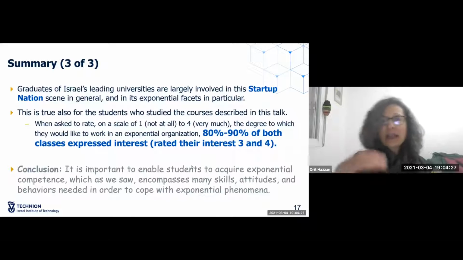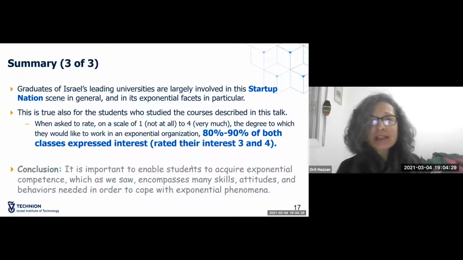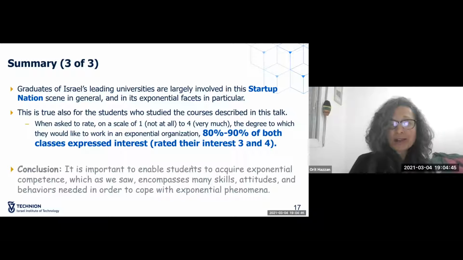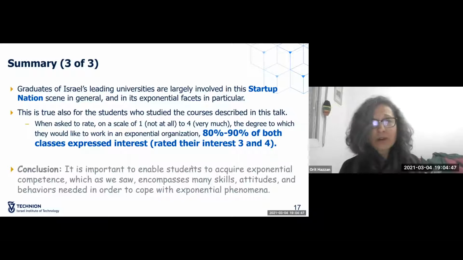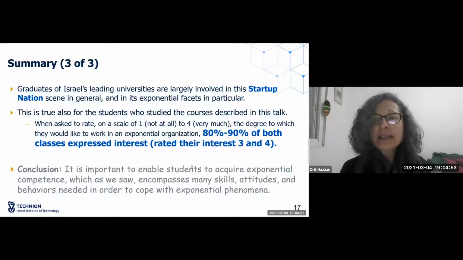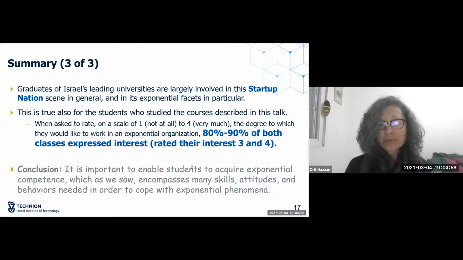And finally, graduates of Israel's leading universities are largely involved in the startup nation scene of Israel and its exponential facets in particular. This is true also for the students who studied the courses described in this talk, and when they were asked to rate on a scale of 1, not at all, to 4, very much, the degree to which they would like to work in an exponential organization, 80 to 90% of both course classes expressed interest.